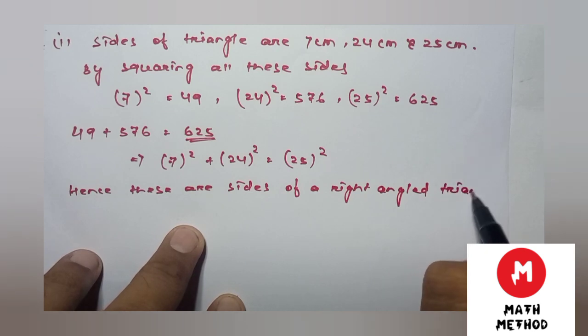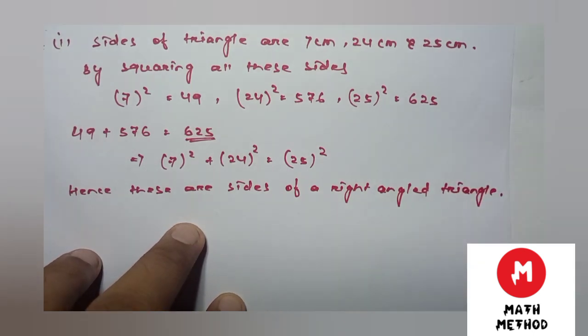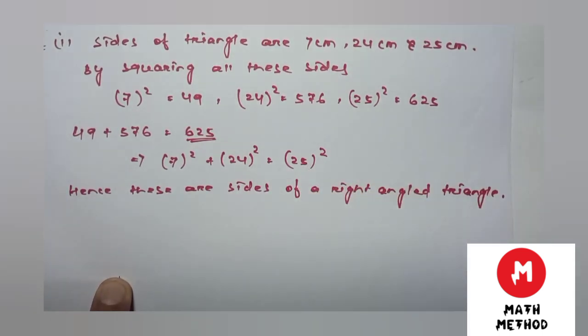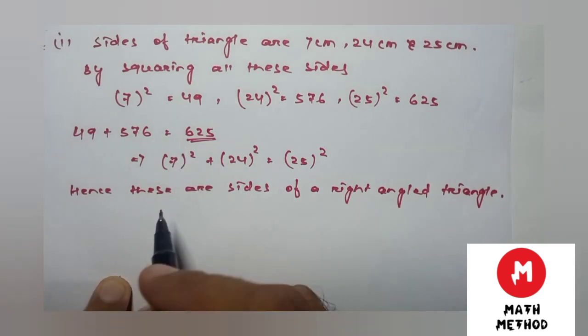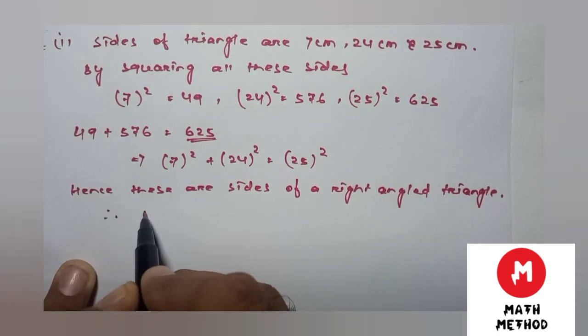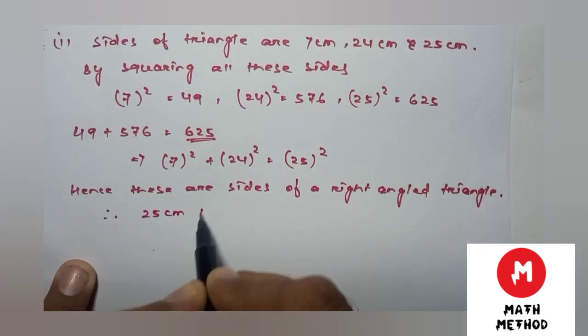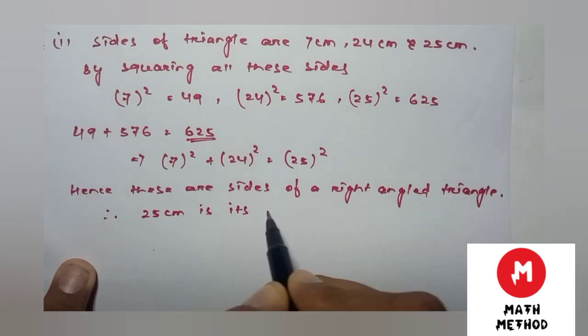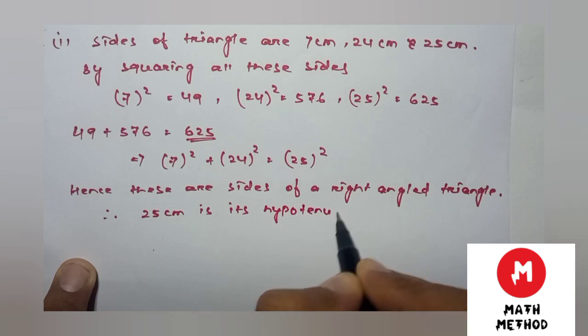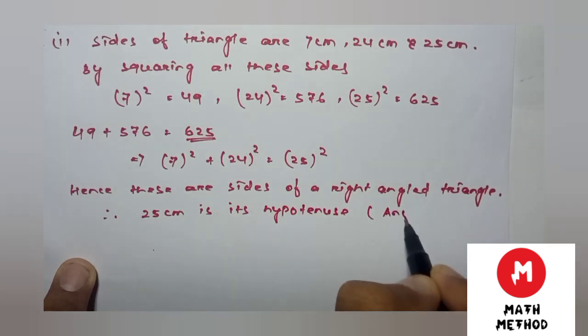Clear? So which one is the hypotenuse? Because in these questions it asks to write the length of its hypotenuse. So the bigger side is the hypotenuse, therefore 25 square means 25 is the hypotenuse, because 25 is the longest side. So therefore 25 centimeter is its hypotenuse. This is our answer. Clear?